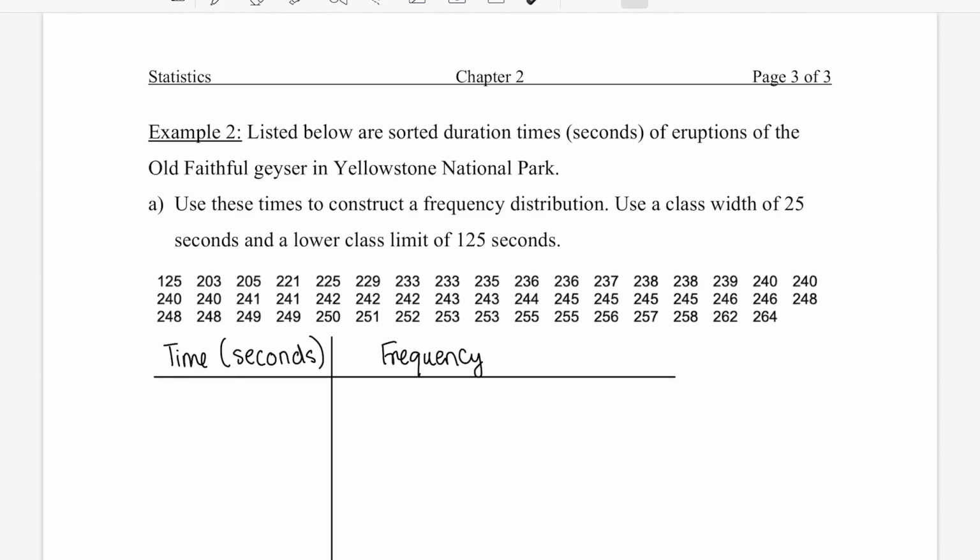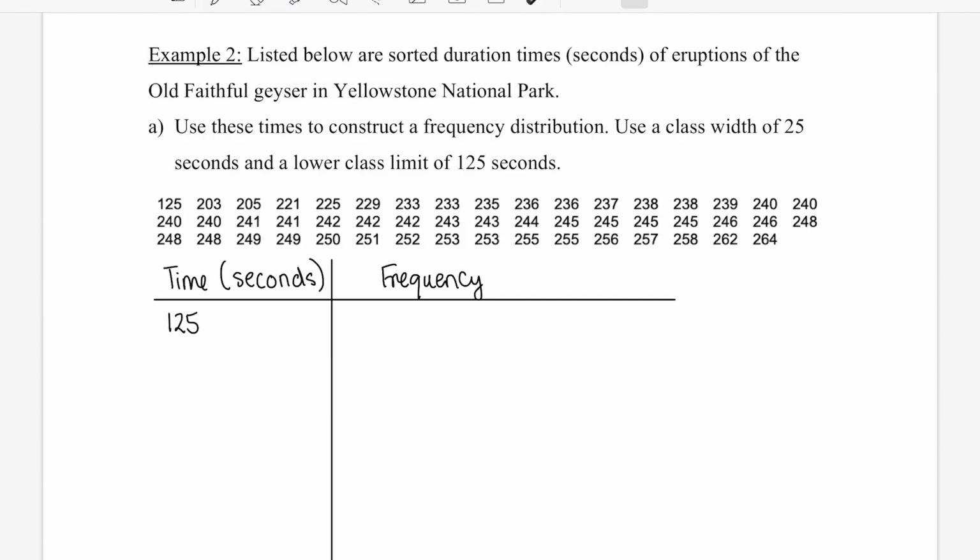So I have a table. The first column is my variable, and the second column is my frequency, because they want a frequency distribution. They want the first class to start with 125 as the lower class limit. So I will start with 125. And they want my class width to be 25.